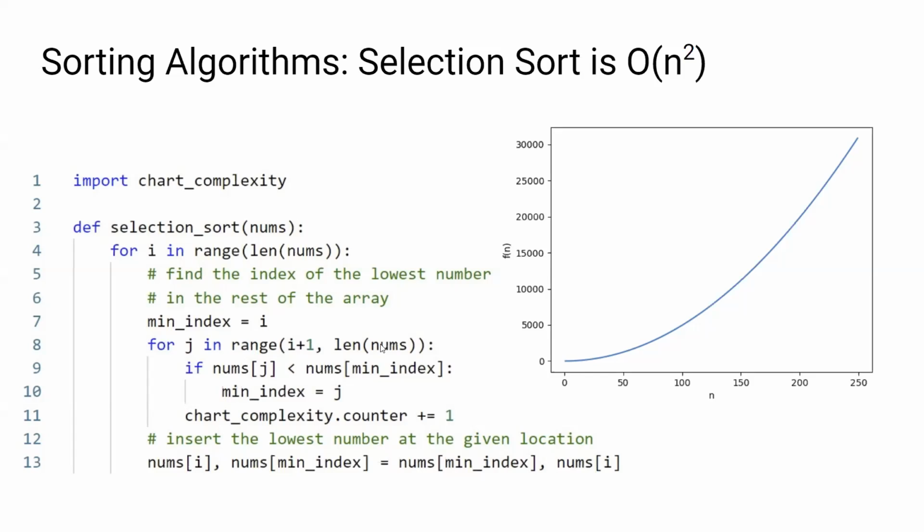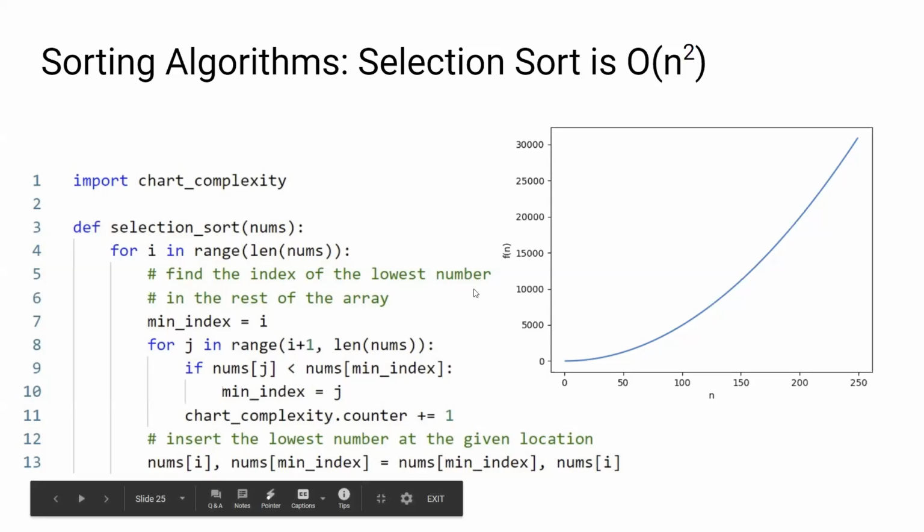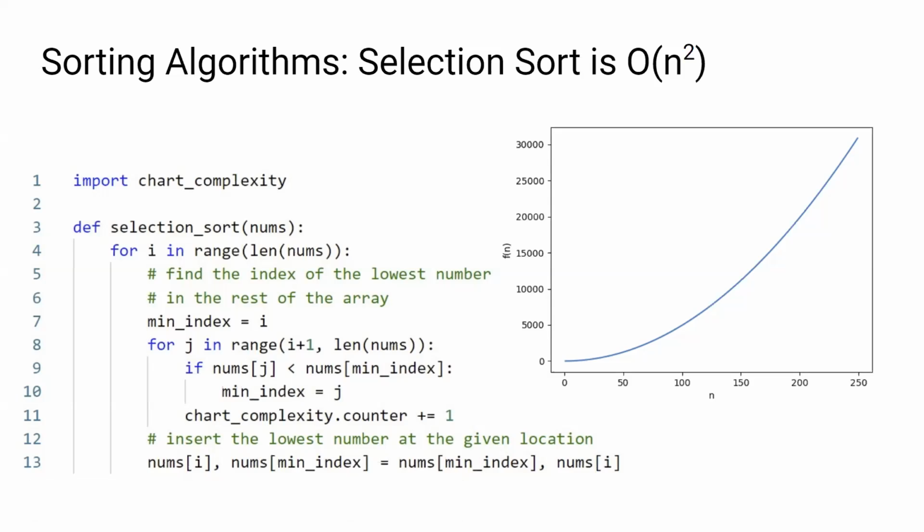So we iterate over the rest of the range, j in range i plus 1. We have this min index, and we check if the number we're looking at in the rest of the list is less than our running minimum. If it is, we assign that index to our minimum index. So we're figuring out the lowest number in the rest of the list. Then down here on line 13, we put that lowest number in its proper place in the list. It's a little bit more intuitive than bubble sort, I think, but it is still an O of n squared operation, because we have a loop within a loop.